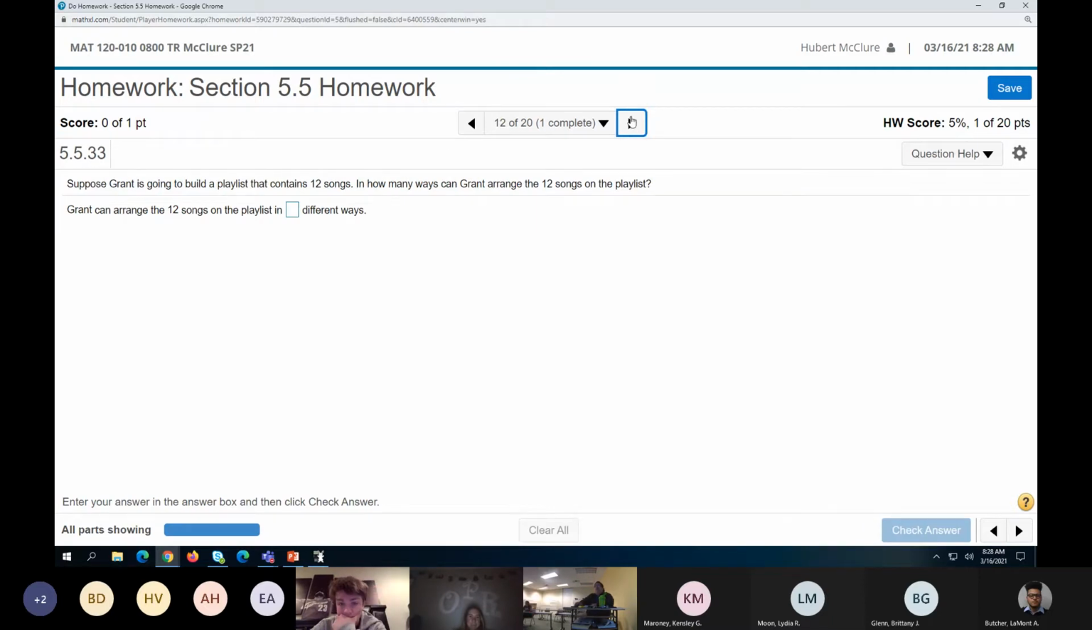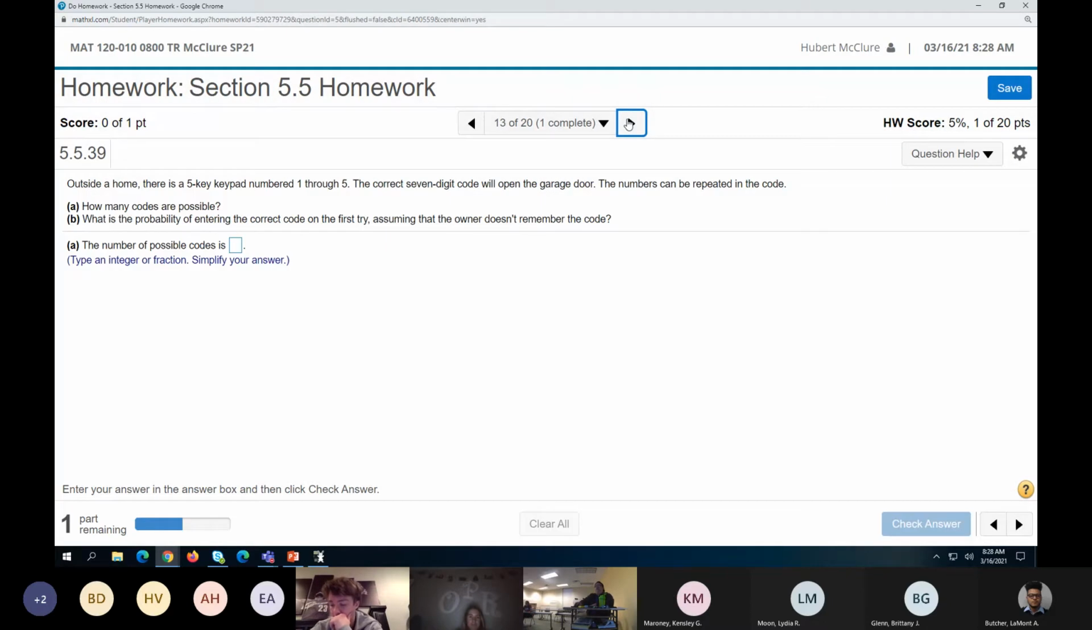And let's see, I'm trying to get to one. Okay, here's one. Outside of home, there is a 5-key keypad numbered 1 through 5. The correct 7-digit code will open the garage door. The numbers can be repeated in the code. All right, now this is the license plate, PIN number, or what I call the alarm code. So how many spaces do you have?